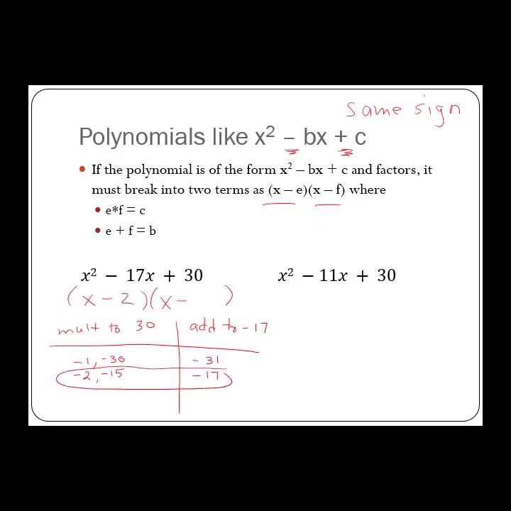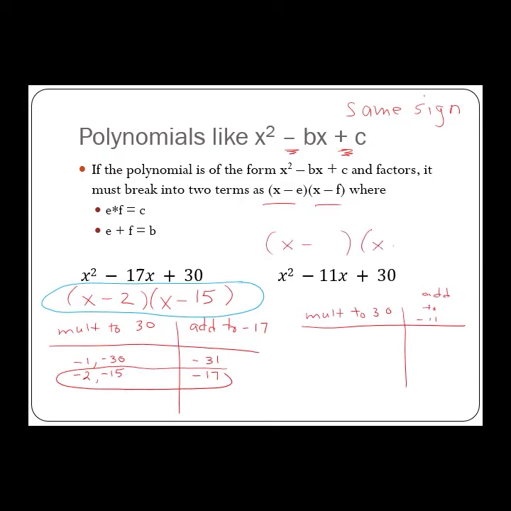And that's the one we wanted. So it turns out that's x minus 2 times x minus 15. Over here, we want them to multiply to 30 and add to negative 11. And again, we're looking for an x minus and an x minus because two negatives are going to give us a positive 30.